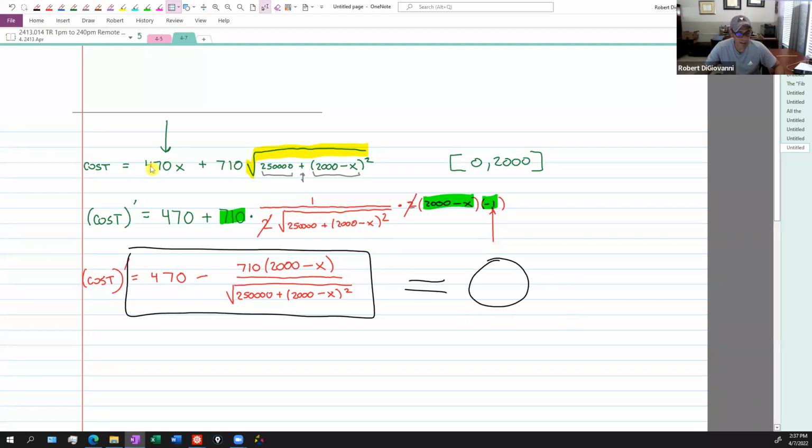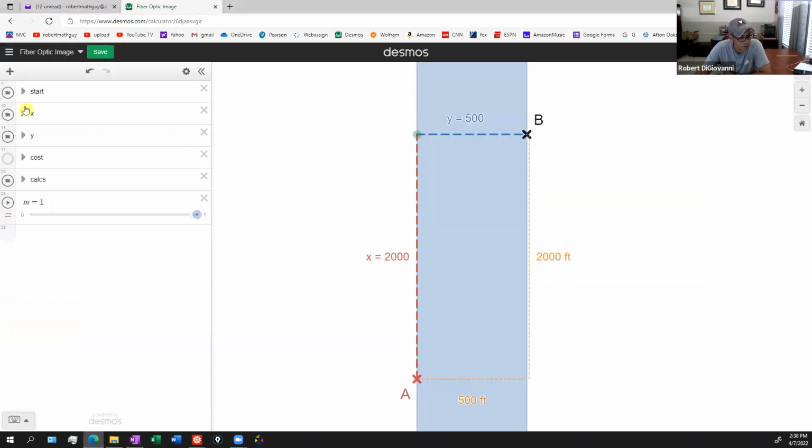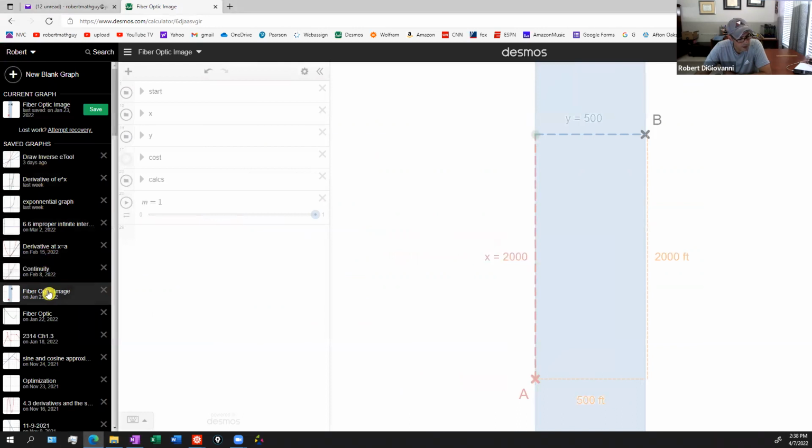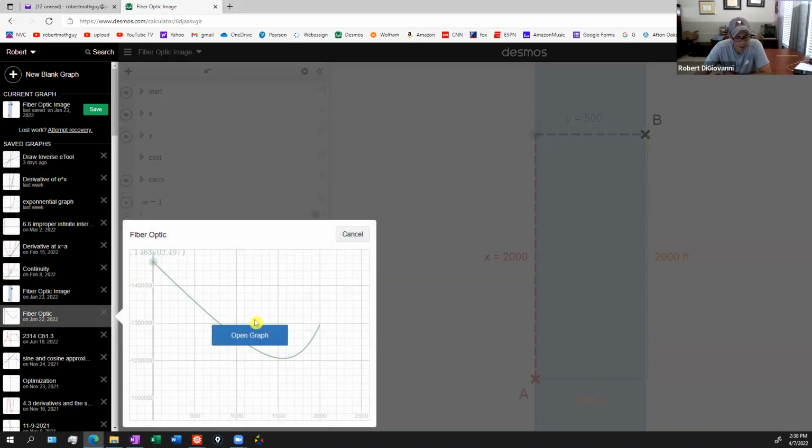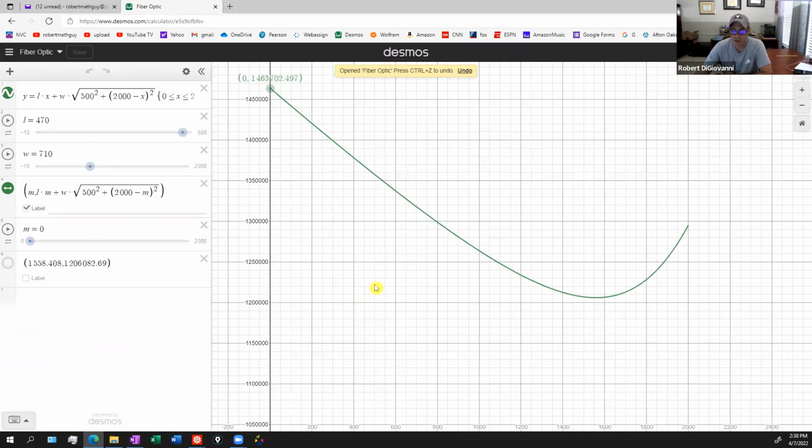Let me go back to this function right here. We took the derivative of it, because we're going to use the derivative to figure out where the lowest point is. I'm just going to have the computer graph this for us. I've already got it ready to go here. This is the graph of that function.